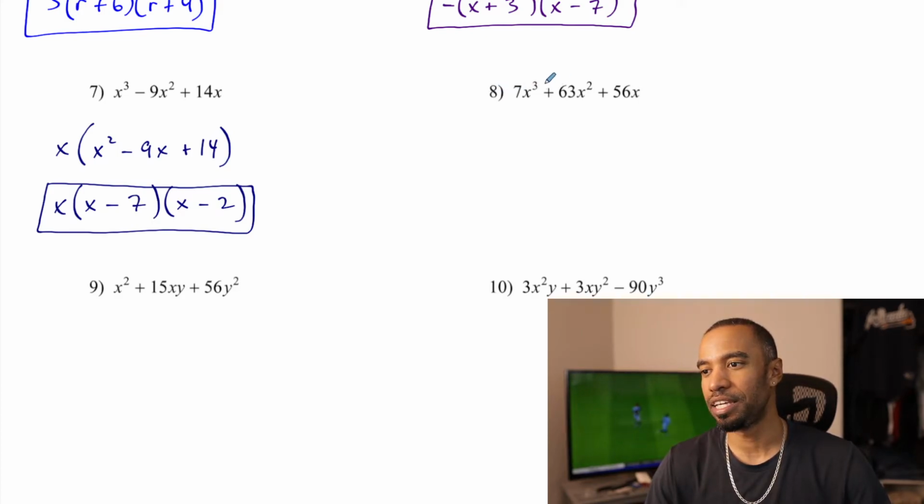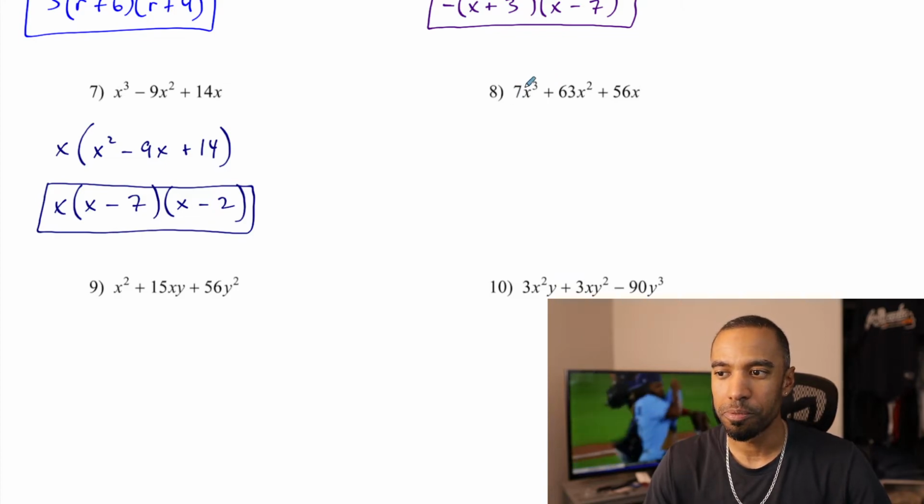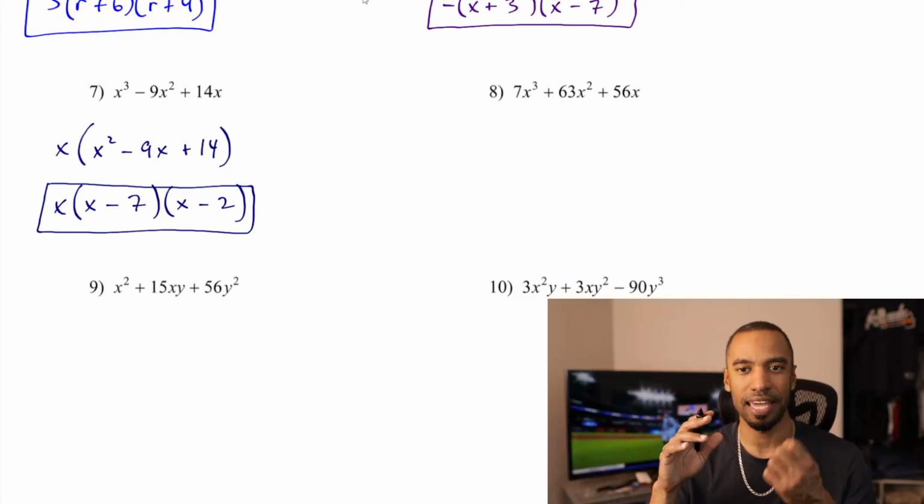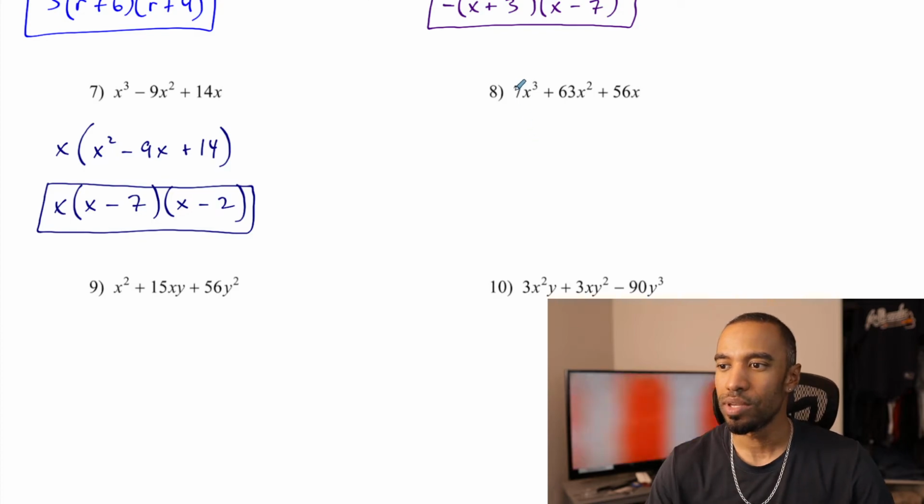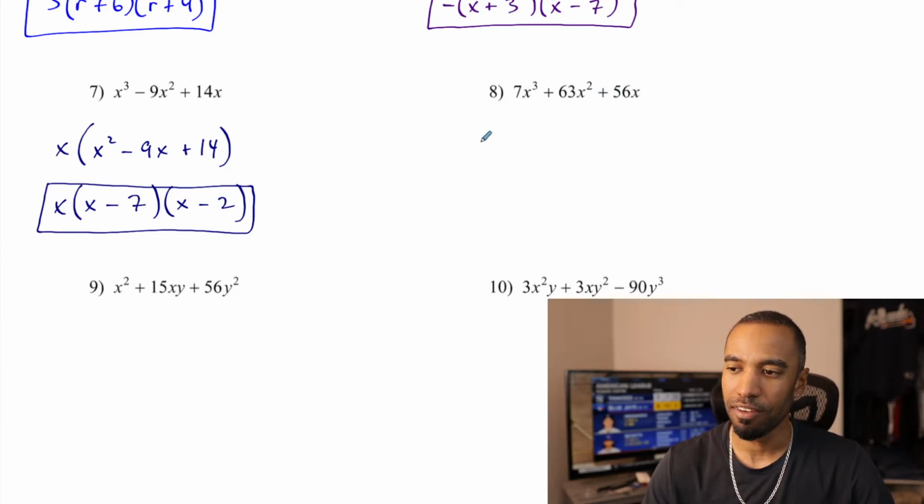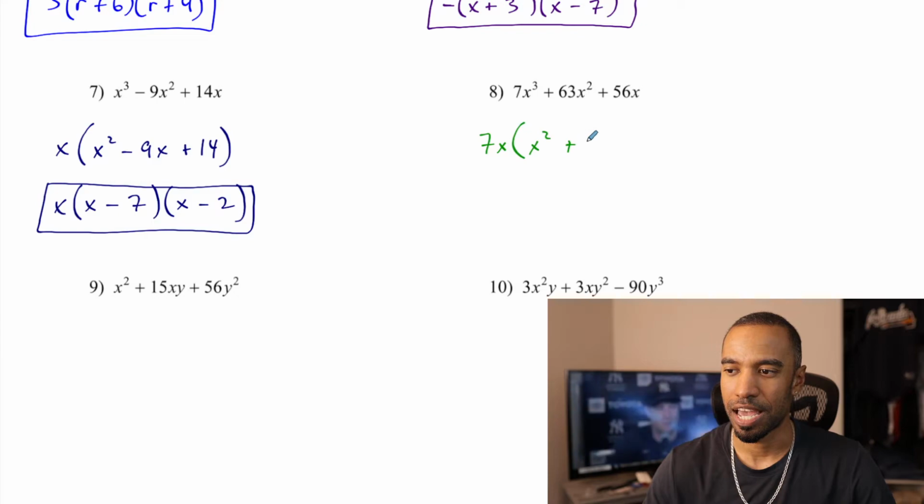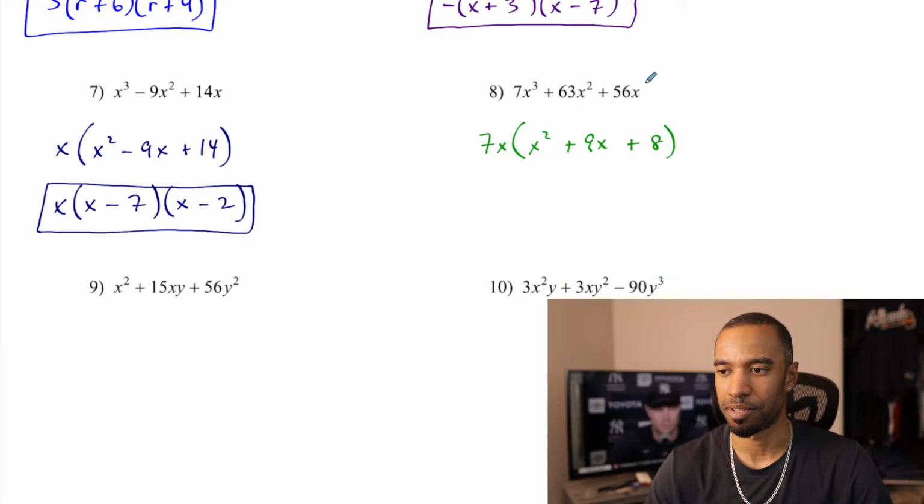Okay, and number 8 here. Again, there's another x cubed, and it looks like x is a common factor. I sure hope 7 is a common factor as well, though, because I need to get it into that 1x squared business. So yeah, I can divide 63 by 7. I can divide 56 by 7. 7 is a common factor. x is a common factor. What remains inside? 7x times x squared gives us 7x cubed. 7x times 9x, 7 times 9, x times x, gives us 63x squared. And 7x times 8 gives us 56x.